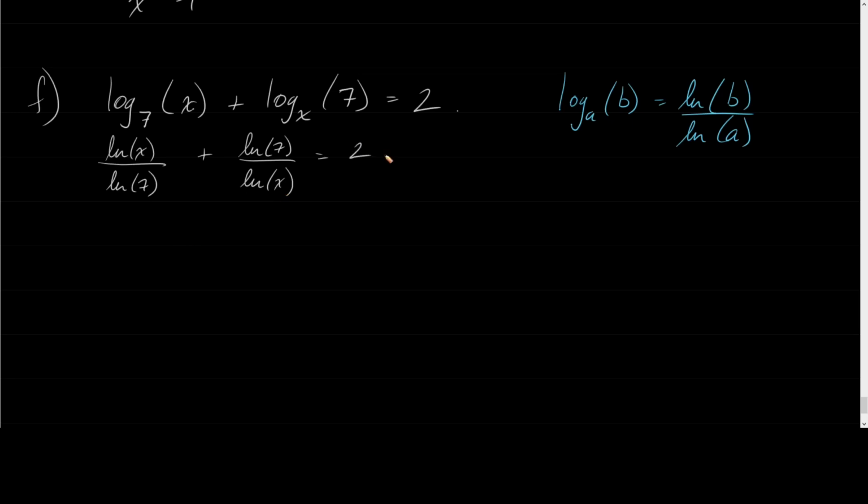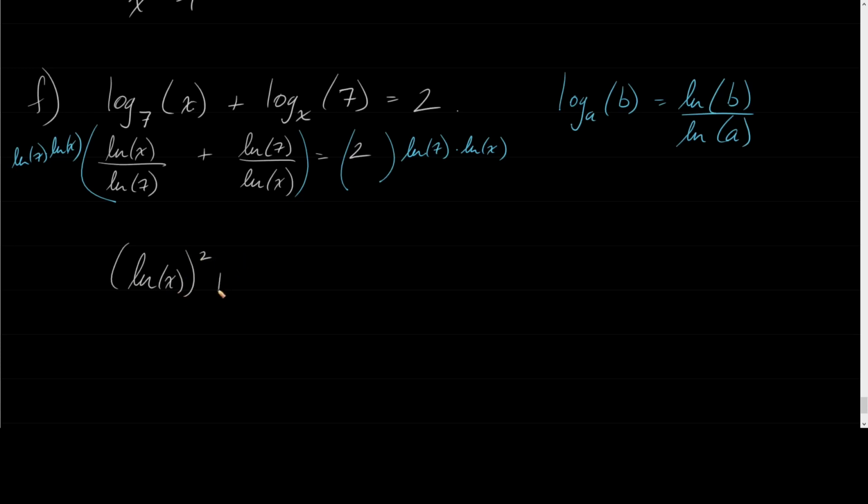The next thing I'm going to do here is multiply the entire equation by the common denominator. And the common denominator would be ln of 7 times ln of x. All right? So ln of 7 times ln of x. And I'm going to multiply that on both sides. In the first term, the ln of 7's cancel out, and I end up with ln of x times ln of x, which gives me ln of x quantity squared. Plus, in the second one, the ln of x is canceled out, so I end up with just ln of 7 times ln of 2. And on the right side, I end up with 2 ln of 7 times ln of x.